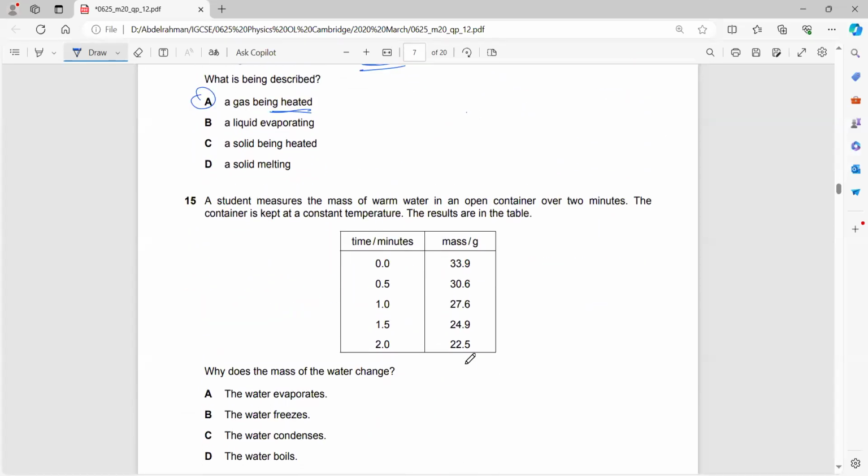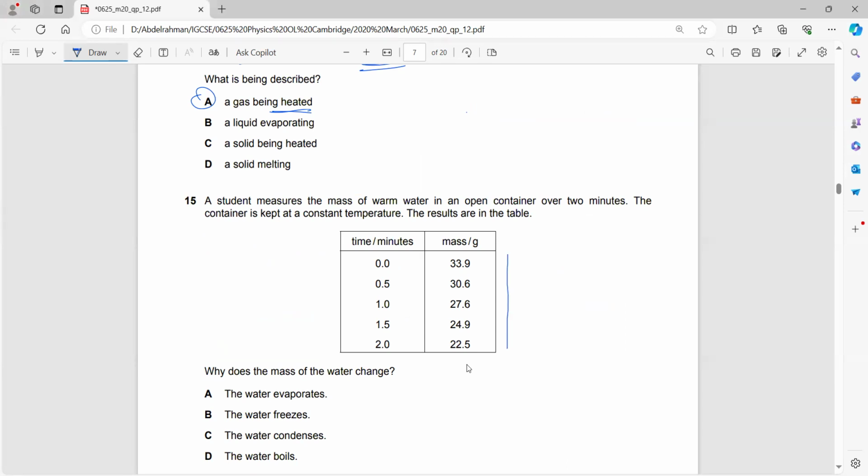A student measures the mass of warm water in an open container over 2 minutes. The container is kept at a constant temperature. The results are in the table. Why does the mass of the water change?